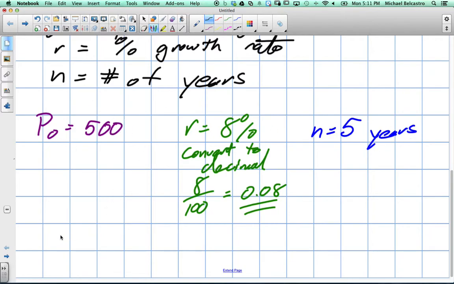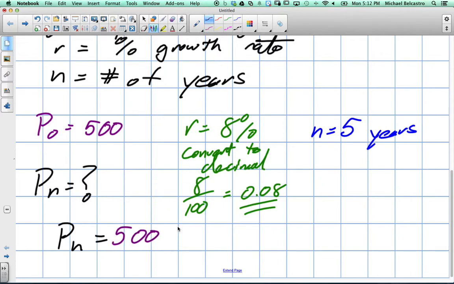And remember, for our formula, that's why it says R is the growth rate in decimal. So whatever the number is, you divide it by 100. That's right. The Pn is what we're looking for, so we're going to leave it. We don't know what it is. P naught is 500, if you remember from the formula.